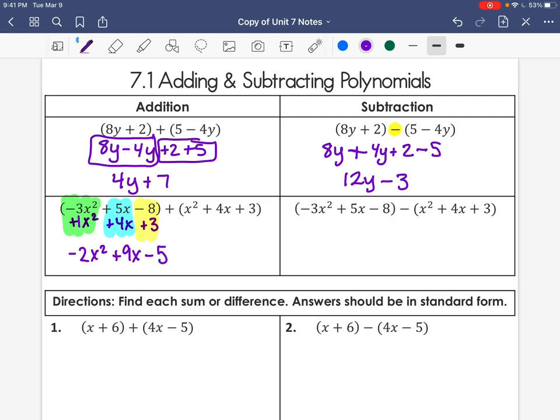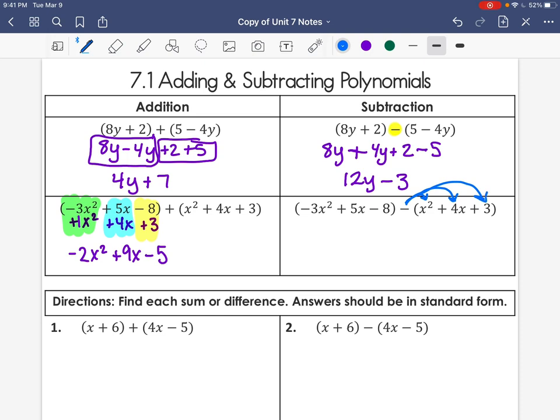I think the side-by-side method is a little bit trickier with subtraction, but the over-under method works great with subtraction. So I'm going to do that on this one. So you basically have to distribute, let me use a different color because we're getting a lot of purple on top of each other here. So you have to distribute this negative to each of these terms.